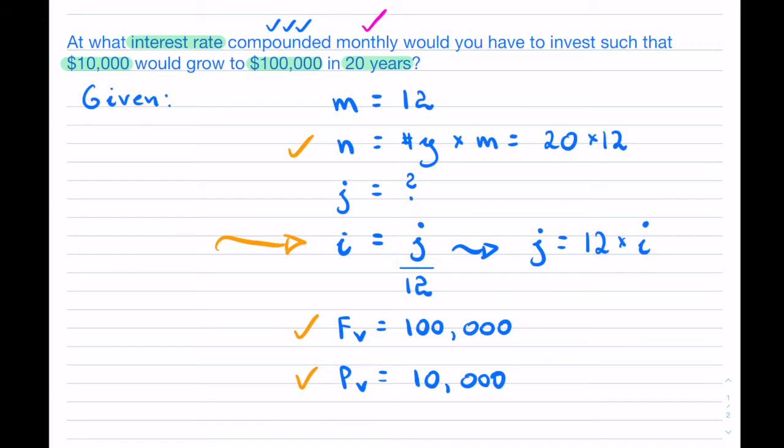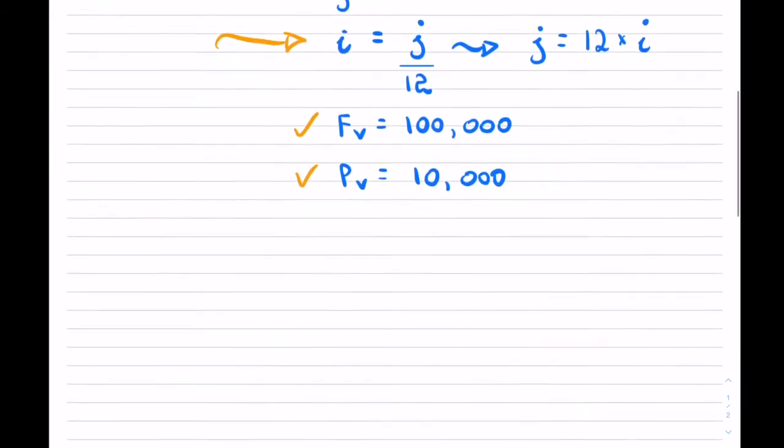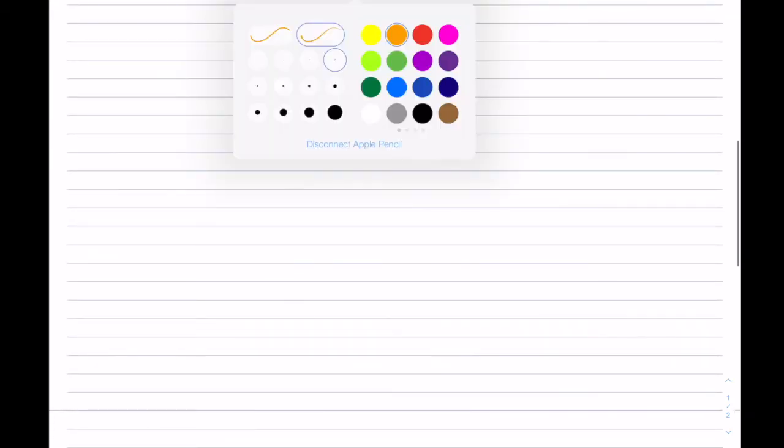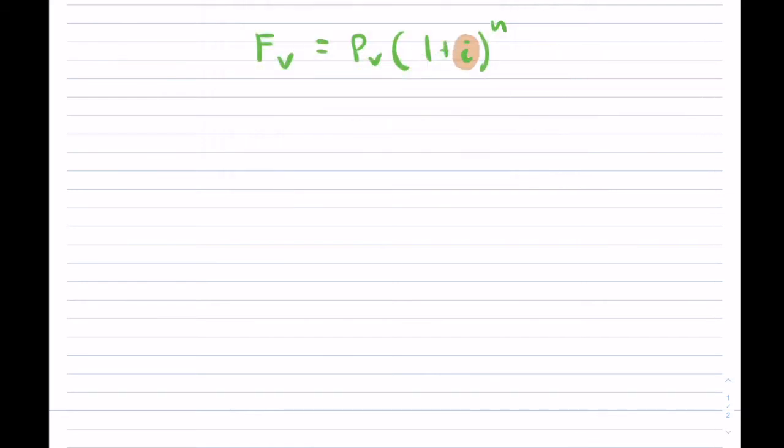Now, before we solve this, let's take our formula, and I just want to show you how we are going to be isolating for this I. Most people will not really care or mind, but some people may be interested in the actual derivation of the formula. So here it is. If you're interested in only the formula itself, you can skip a few minutes. Future value is equal to present value multiplied by 1 plus I to the n, and we are supposed to be solving for this I.